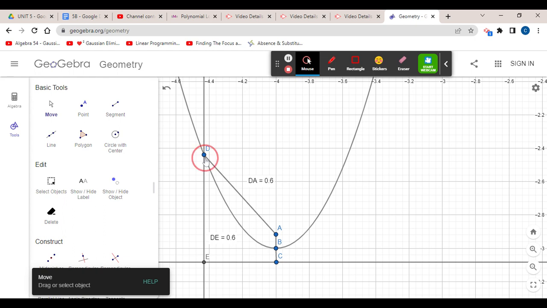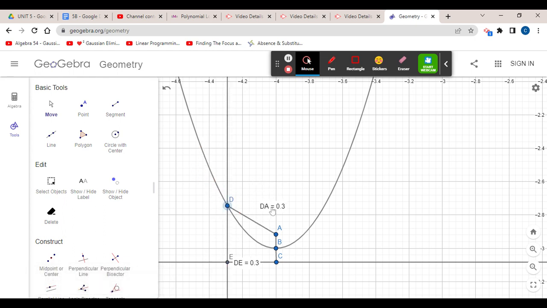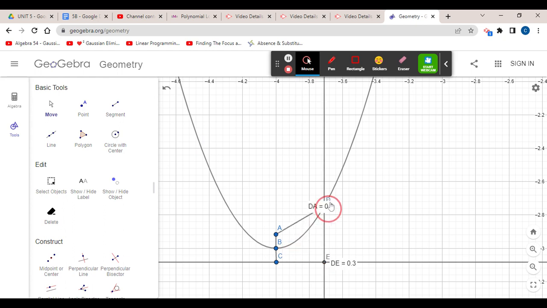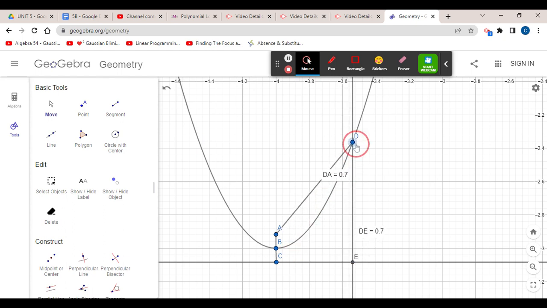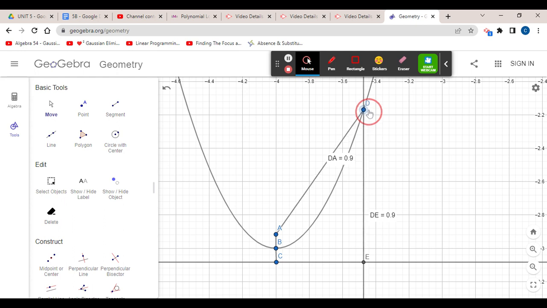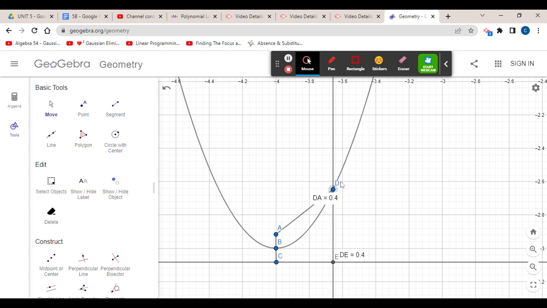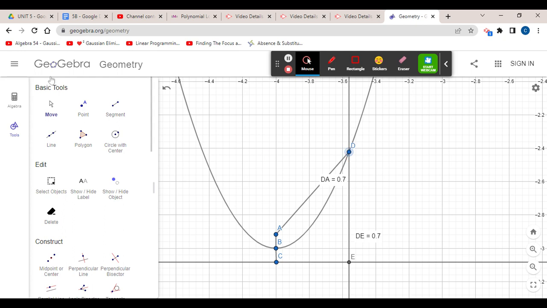Now, if we move D anywhere along the graph, we see that DA is still equal to DE. Move it anywhere along the graph, and we see those distances move with each other accordingly, which I think is kind of cool. So if you want to try it on GeoGebra, you can. I can help you if you need to. If you don't want to try it, if you just want to take my word for it, that's fine. But here's a visual view of what it looks like.